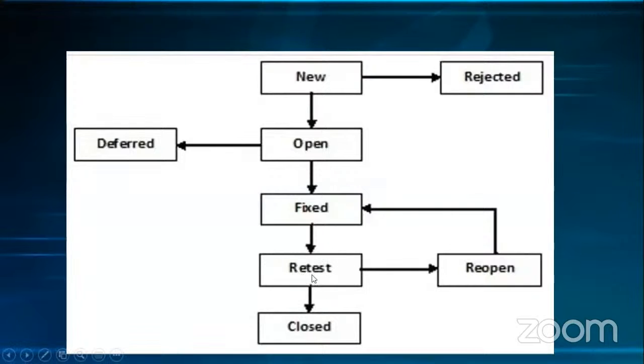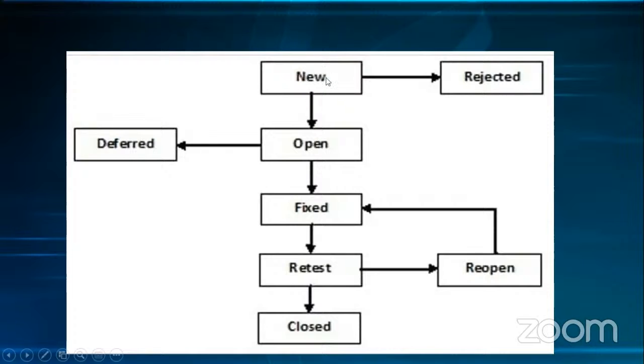Once it's retested, are you happy? Is the bug really fixed? If yes, you close the bug. If no, you reopen the bug and you go through the life cycle again. Once you reopen it, someone will pick it again and fix it. We go into the loop, we retest it. If it's done, then you close it. That's it. At this stage, let me go back.